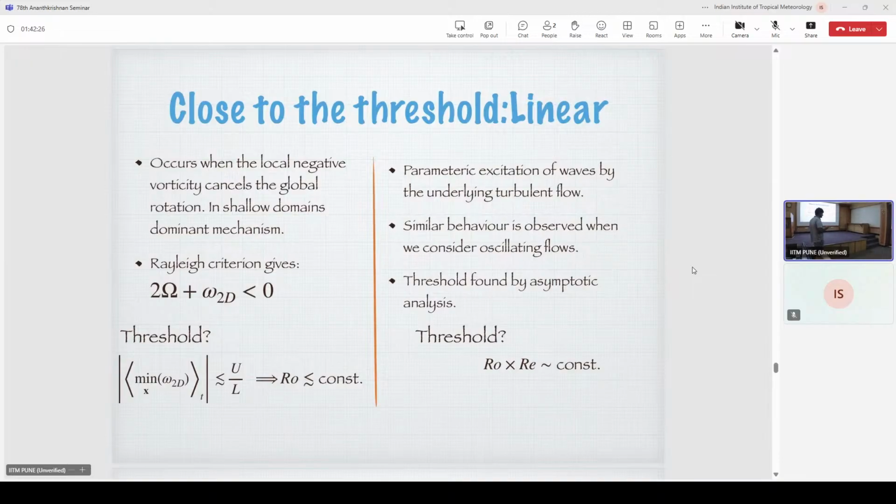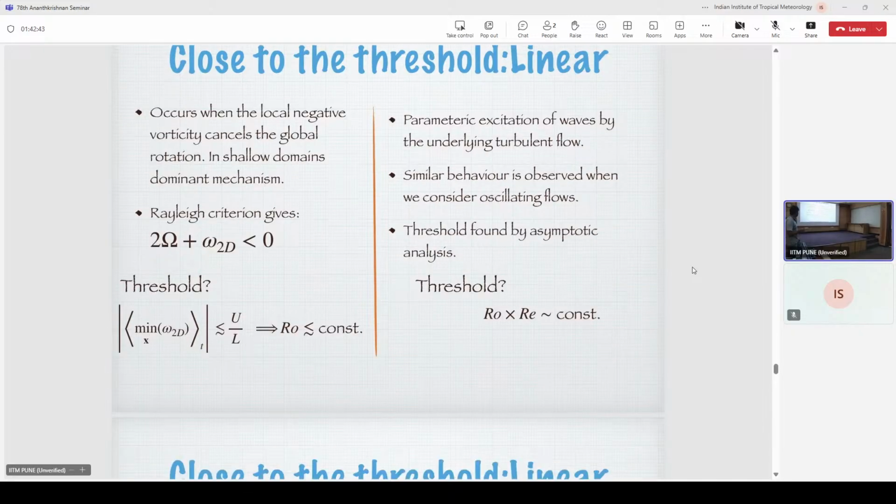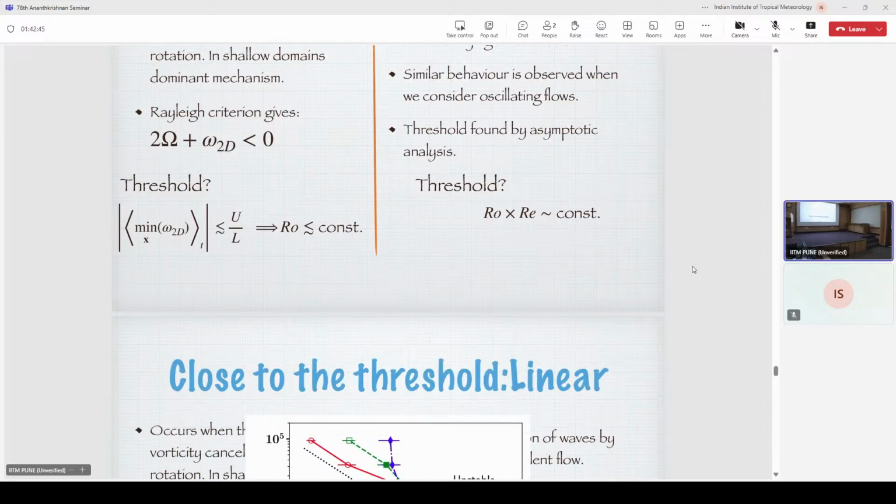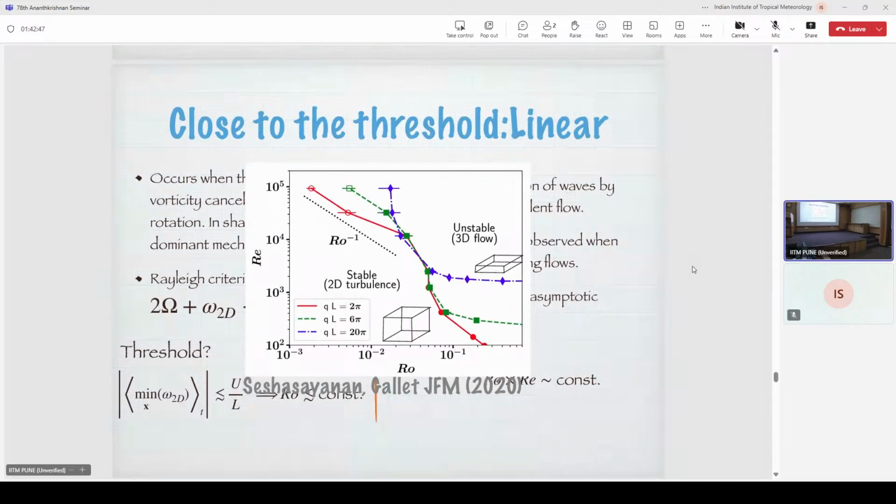You can also parametrically excite waves because you have underlying turbulent fluctuations. They can also excite waves due to interaction of vortices among themselves, and that can lead to excitation of waves. So these are two different mechanisms, and you can also show that this has this particular scaling law: Rossby times Reynolds is constant. So we can actually do numerical simulations also, and we actually find these two different scaling laws.